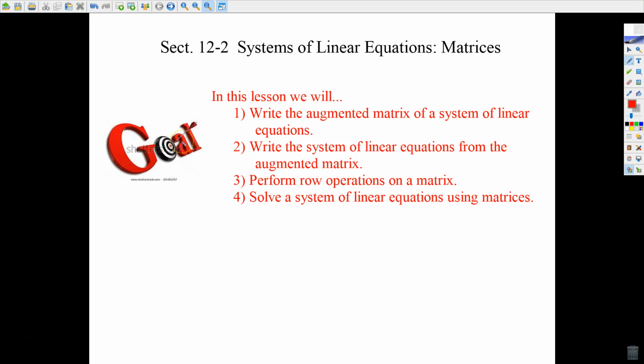Okay, we're now at section 12.2, and we're going to be introducing the idea of matrices. In a way, matrices in general should be a review for us because we did deal with them in Algebra 2. But this idea of an augmented matrix, we're going to talk about that. Performing row operations on a matrix, we're going to deal with that in this lesson. And then solving a system of linear equations using matrices. This will be something that you haven't done before, but it's going to involve this idea of performing row operations.